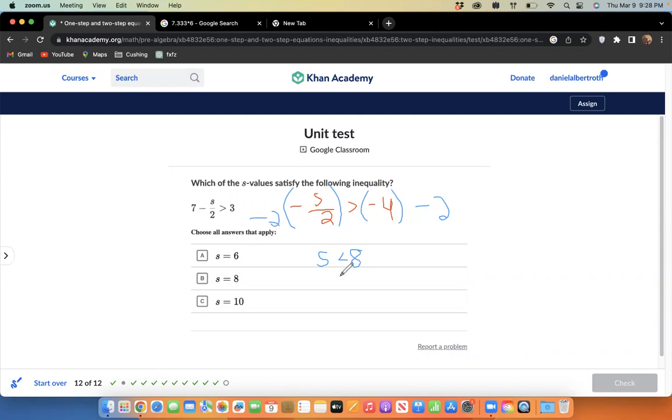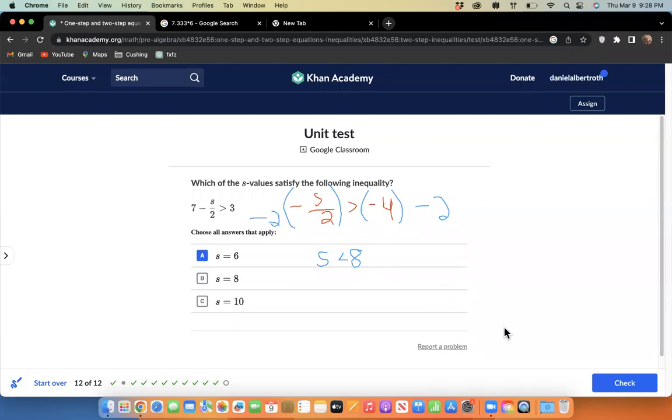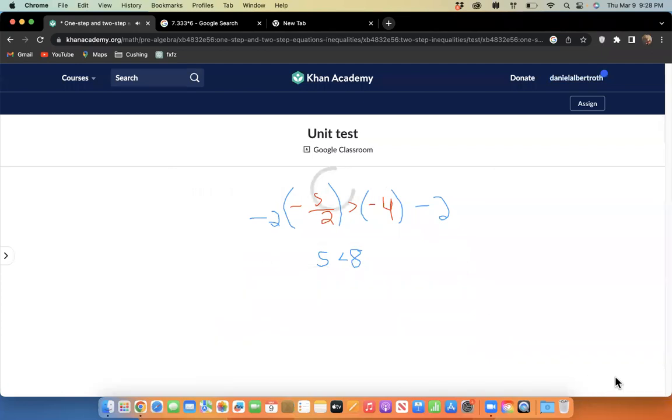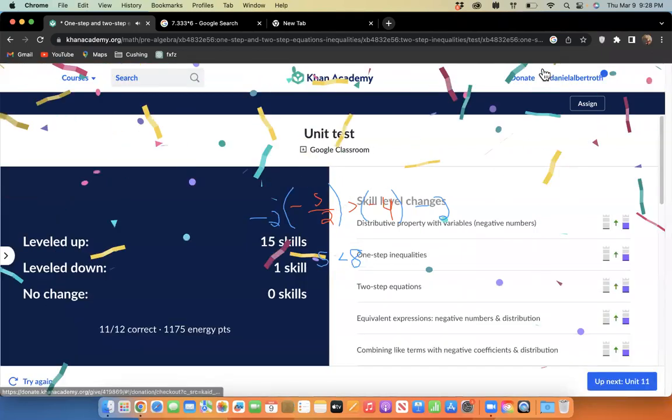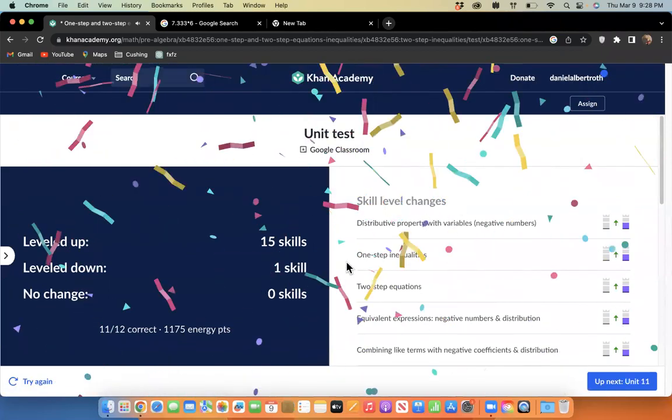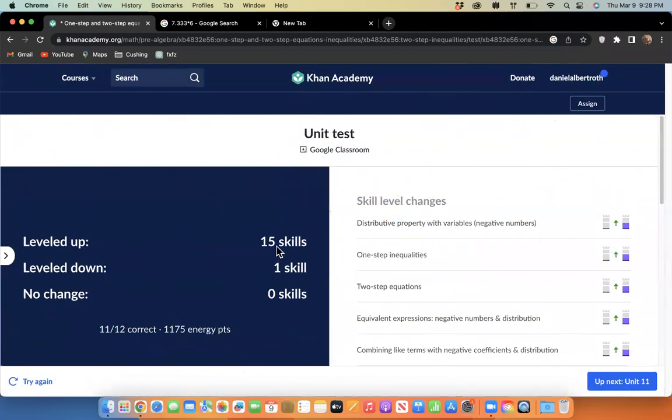Choose all answers that apply. So my answer needs to be less than 8, and the only number here that is less than 8 is 6. So I hope that works. Very nice. Oh, there we go. All right, so we got 11 out of 12. Hopefully that helped. I got the one wrong, but hopefully getting that one wrong and seeing that one will help you get it right. All right, good luck.